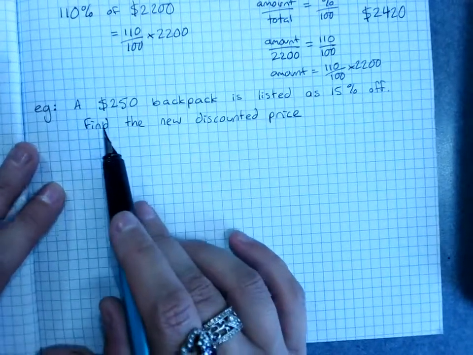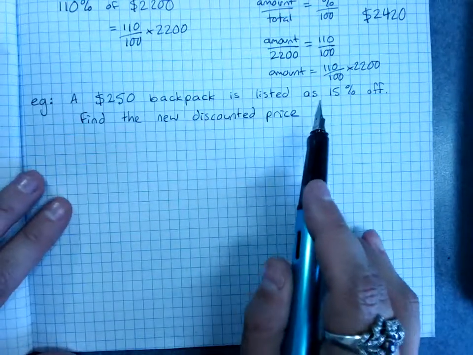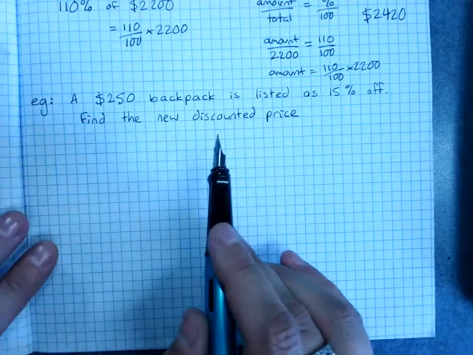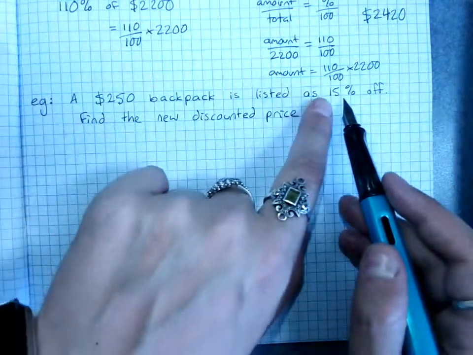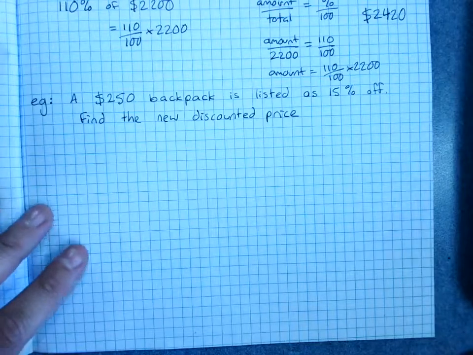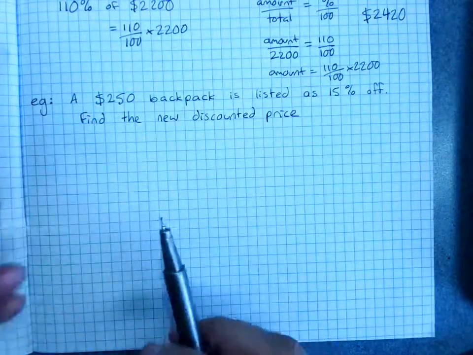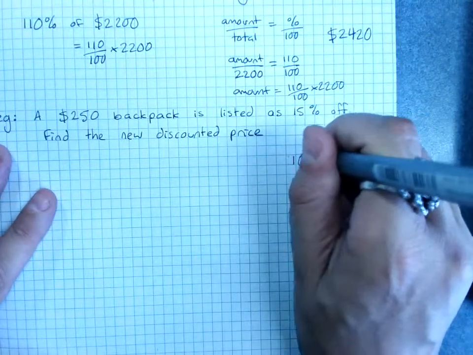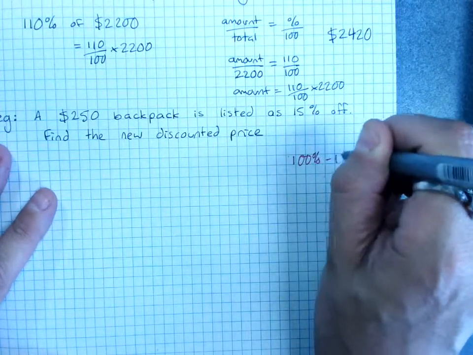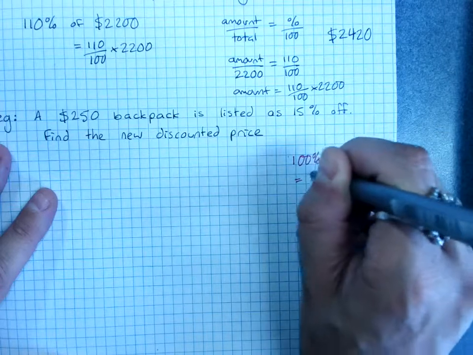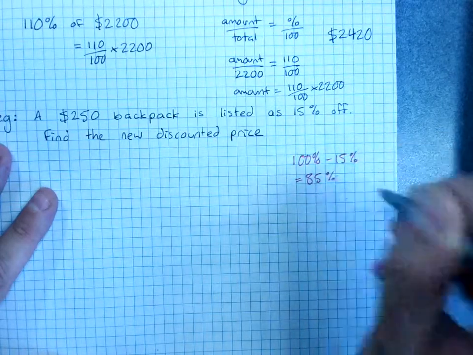A $250 backpack is listed as 15% off. Find the new discounted price. This is a percentage reduction. You could find 15% of 250 and take it away. Or you could say, well, I've got 100%, I need to take away 15%. That means I'm finding 85%.